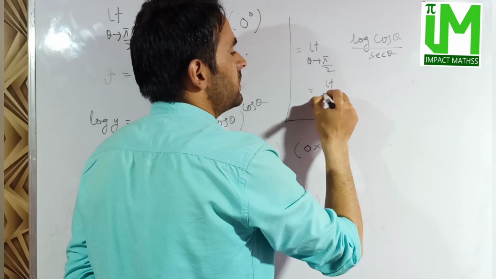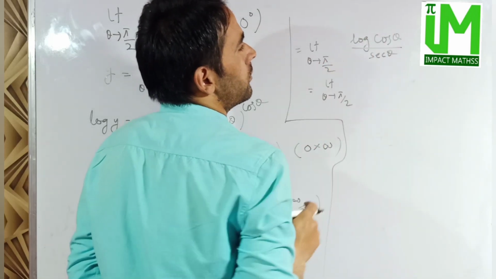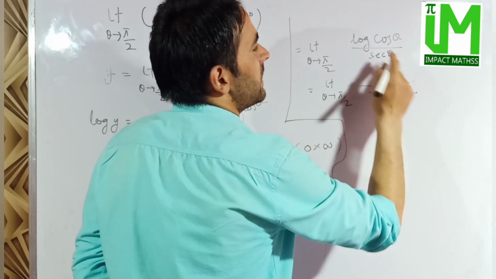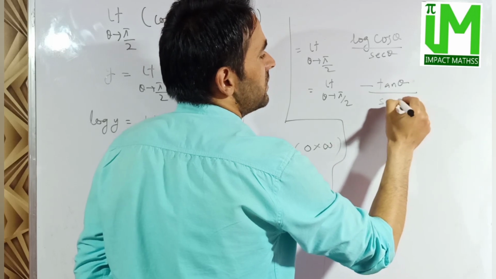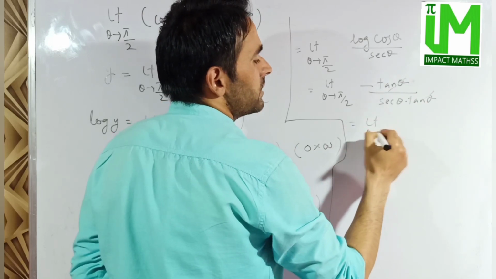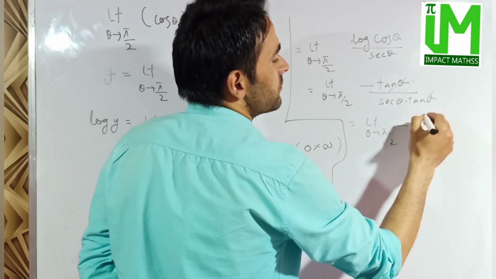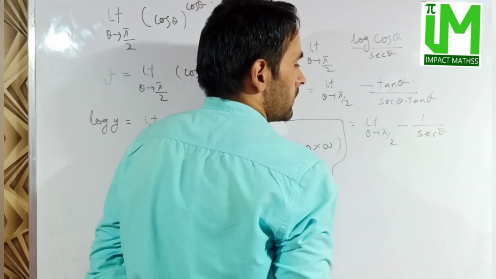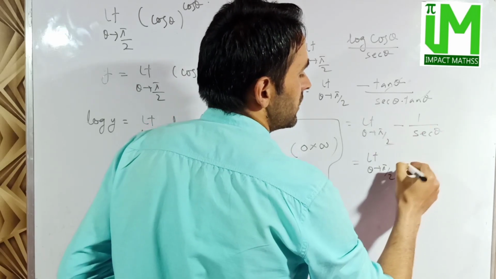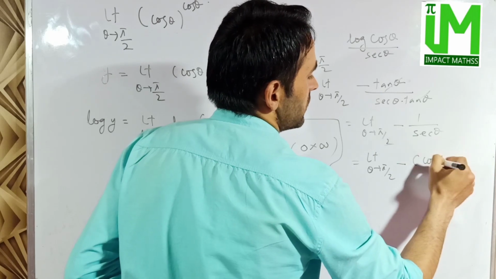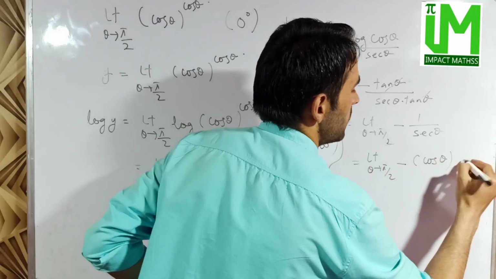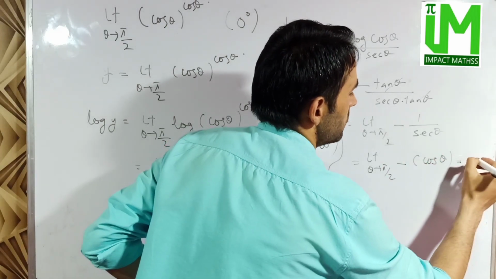So this is limit theta tends to pi by 2. The differentiation of log of cos theta is minus tan theta, divided by the differentiation of sec theta, that is sec theta tan theta, and tan cancels with tan. So we'll be left with limit theta tends to pi by 2 of minus 1 by sec theta, which will be minus cos theta. Now when theta tends to pi by 2, this will be minus cos of pi by 2, and cos pi by 2 is 0, so this will be 0.